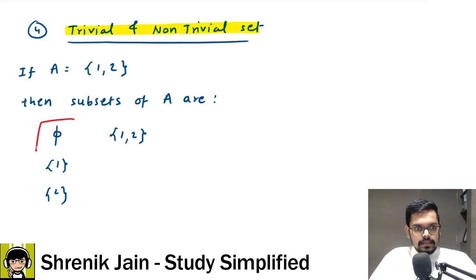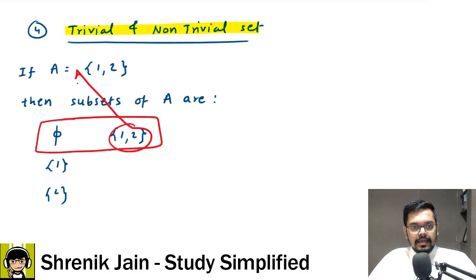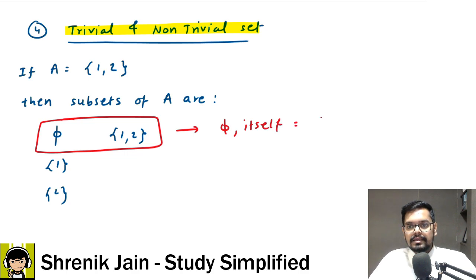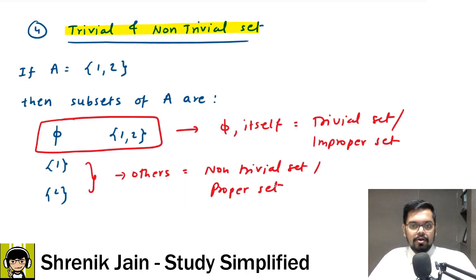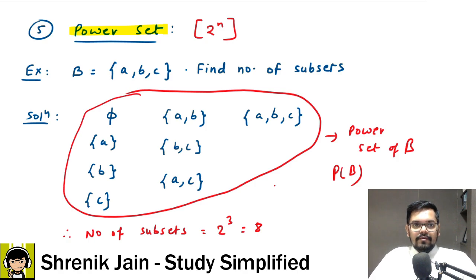Now focus carefully. This null set and the A set itself, right? The null set and the A set itself, those are phi and the set itself, those are known as the trivial set. So what is a trivial set? Null and the set itself is known as the trivial set, or sometimes it is also known as the improper set. And the rest of the sets, the other sets, are known as the non-trivial set, and you can also give one more name, that is proper set. Understood? So non-trivial set or proper set. So that's all 5 types you have understood.